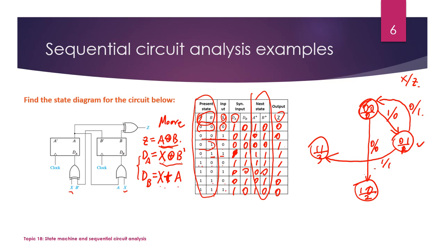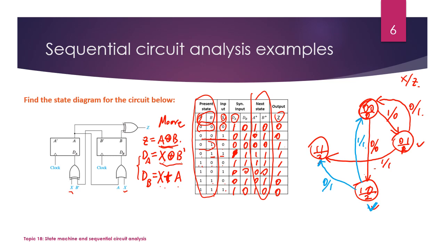Next, 1, 0. Maybe I use a different color. If we are here, 1, 0, if X equals 0, the next state is 1, 1. So you point to that. And the Z is still 1. Okay. If we are here, but X is 1, the next state is 0, 0. So you do this. X is 1, and Z is 1.